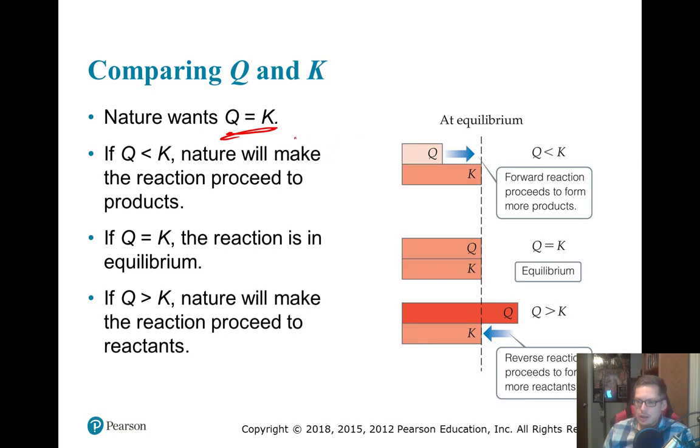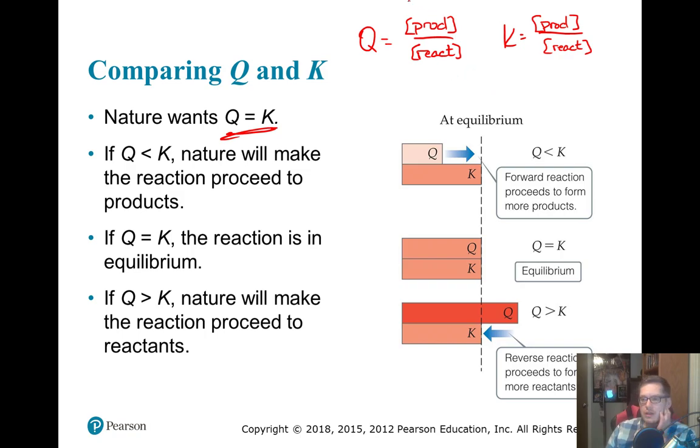There are two ways to go about this: either memorize this stuff or think about it. Let's just think about it real quick, because that's what I prefer. I hate memorizing things. Q is equal to the concentration of your products over the concentration of the reactants, and K is the exact same idea. If you plug in your initial concentrations and you see that your Q value is smaller than your K, that implies that your reactant, your denominator, is too big. So your reaction is going to proceed towards the products, because remember, these two values need to be equal to each other.